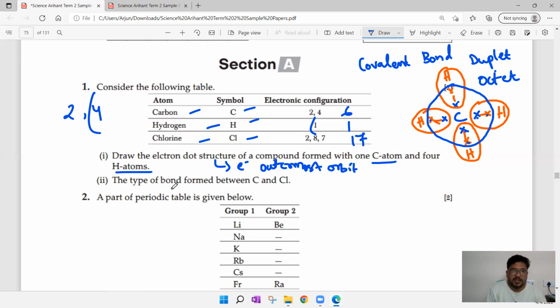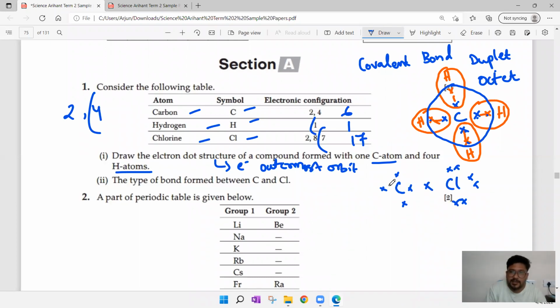Second one, the type of bond formed between C and Cl. So what type of bond is formed between C and Cl, and they are asking to draw, right? Coming to carbon, 1, 2, 3, 4 electrons in its outermost orbit. Coming to chlorine, chlorine is 17, so outermost orbit is 7. So you can draw like 1, 2, 3, 4, 5, 6, 7, right?